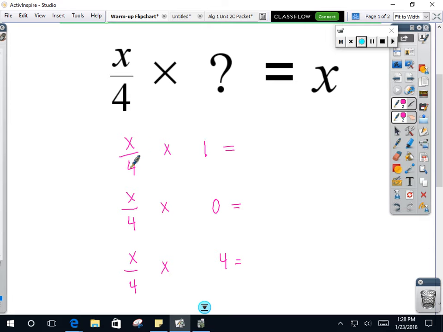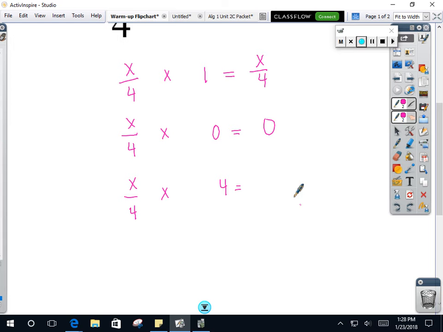If you multiply anything by 1, that's called the identity property of multiplication. Does multiplying something by 1 change the identity of it? No. So if we multiply x over 4 by 1, it's going to remain x over 4. That's the multiplication identity property. This is the multiplication by 0 property. When you multiply anything by 0, it becomes 0. We're wanting to get this back, and we haven't done that so far.